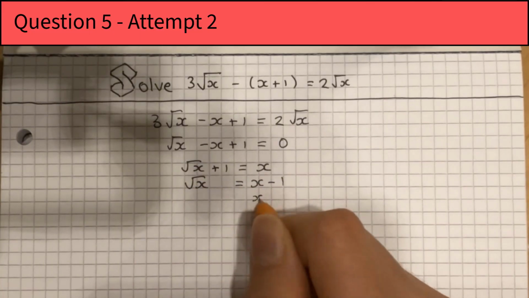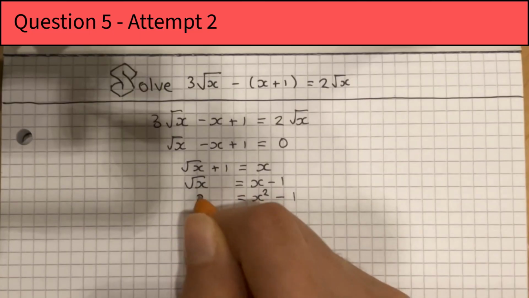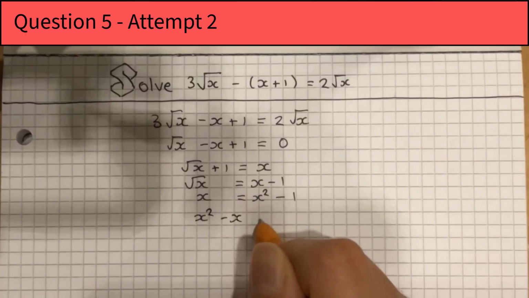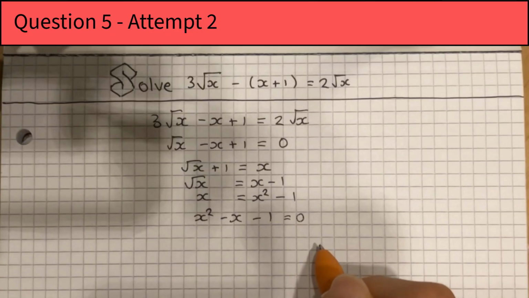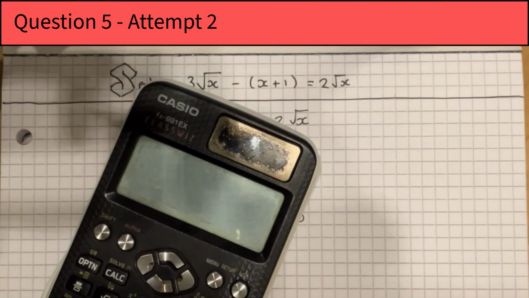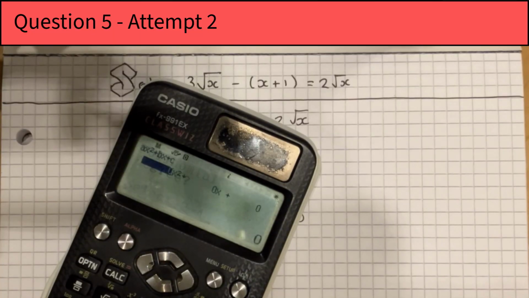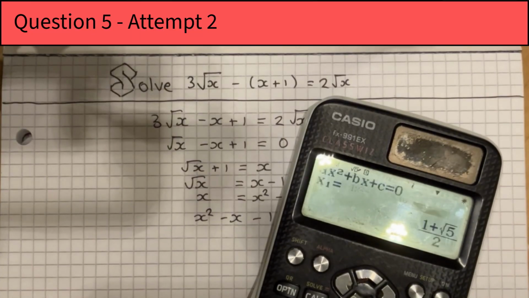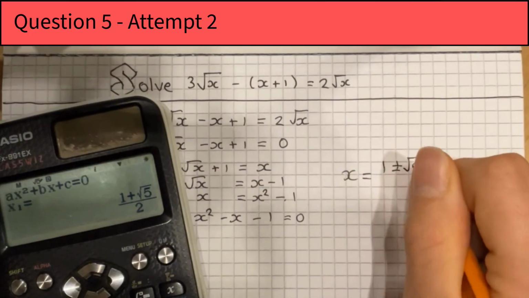Because if I square both sides now, then I'll get rid of the root. So x squared is x squared, and 1 squared is 1. So we get this, and then I can rearrange it into a quadratic like this, which I can therefore use the calculator to find the solution. Or, old school quadratic formula, you do you. And we get 1 plus or minus root 5 over 2.